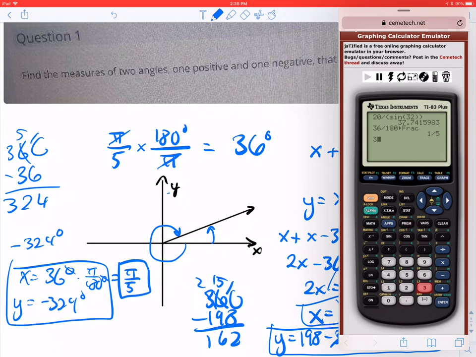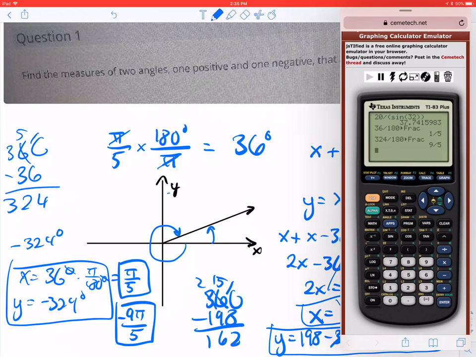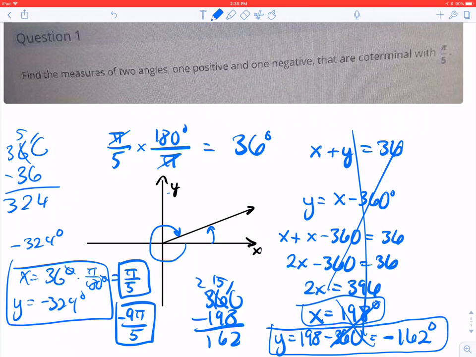Then 324 divided by 180 as a fraction, it's going to be negative 9 pi over 5. I'm going to stand by this one, so you'd have to check it and let me know. I'm going to leave the other error though, just so you can see how the thought process goes and the evolution of it all.